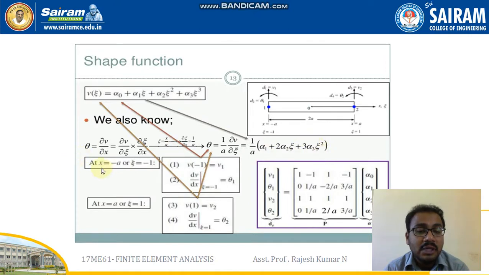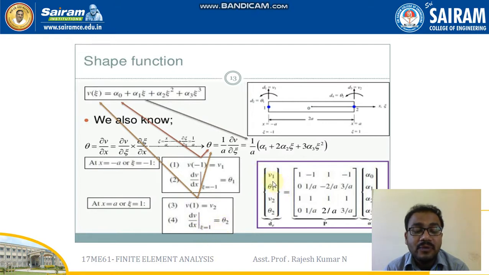Here you can see the boundary condition, that is x is equal to minus a or zeta is equal to minus 1. If I substitute in this equation, what will I get? v of minus 1 is equal to v1, and dv by dx when zeta tends to minus 1 is nothing but theta 1. Similarly at node 2, when x is equal to a or zeta equal to 1, v of plus 1 is equal to v2 and dv by dx, that is zeta tends to 1, is nothing but theta 2.